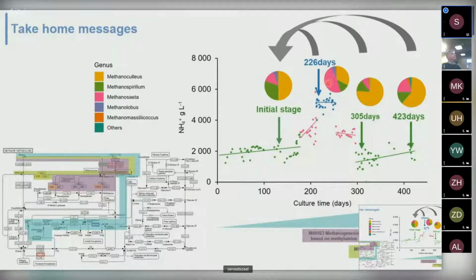Methanoceta and less Methanoculleus and Methanospirillum. And at the end of the experiment, we can see a majority of Methanoculleus for both, and we can observe the link with the metabolic pathway. It was hydrogenotrophic methanogenesis and methanogenesis based on methanol.